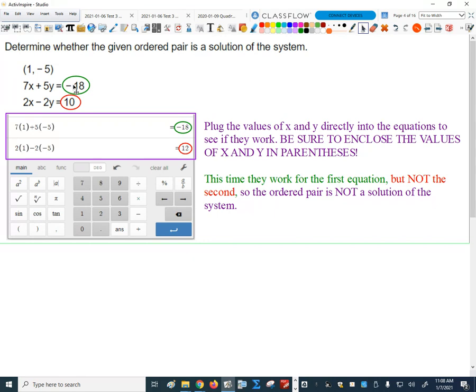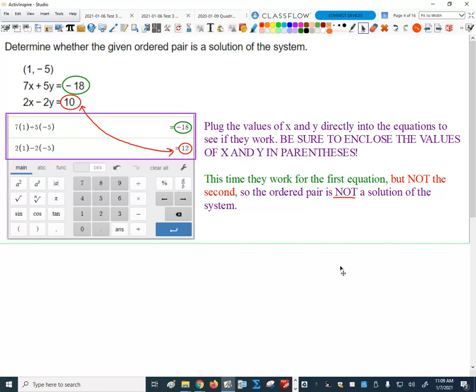However, when I plug it into the bottom equation, it doesn't work. I end up getting 12 on the left side and 10 on the right side, and so those don't match up. And so it's not a solution of the second equation, which means that it's not a solution of the system, because it has to work in both to be a solution of the system, right?